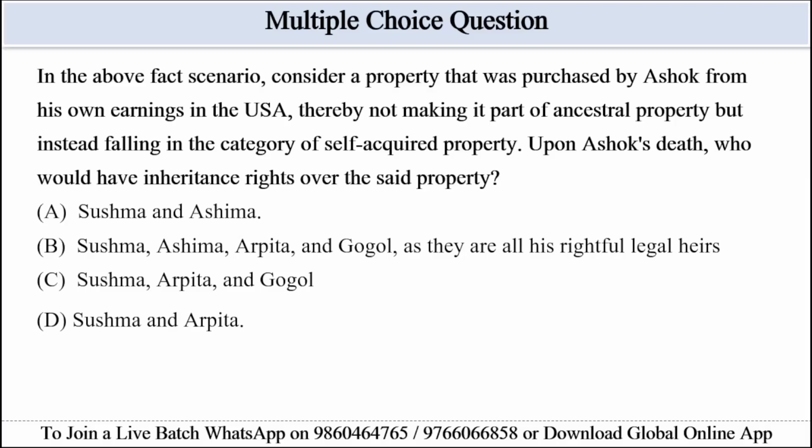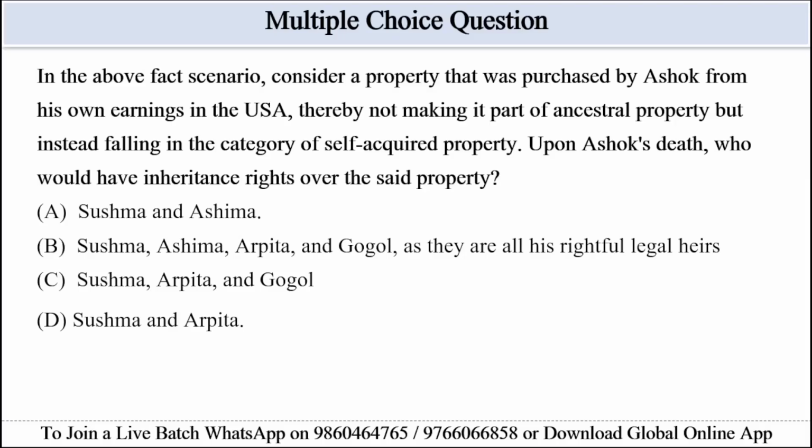The passage notes that children from void or voidable marriages have inheritance right over the parents' self-acquired as well as ancestral property. Hence, in case of option A, Sushma and Ashima, both mothers are heirs, but children also inherit. Hence, option A is wrong. In case of option B, Sushma, Ashima, Arpita, and Gongol, as they are all his rightful legal heirs. So, in this case, Ashima is not a legal heir here. Mother's rights aren't emphasized in inheritance.